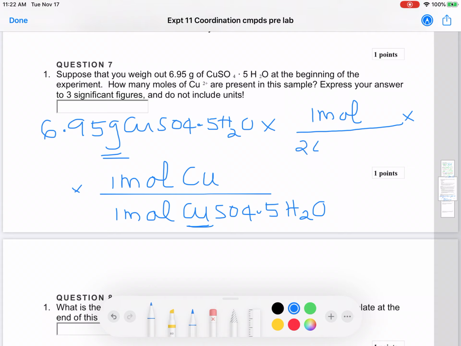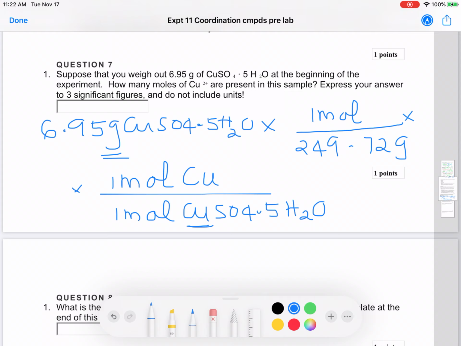Let me write down like 249.72. I don't trust this number, so you guys figure out what is the correct number. Okay, so 6.95 gram copper sulfate pentahydrate. You take the molar mass of copper sulfate pentahydrate. That is the amount you find in 1 mole of copper sulfate pentahydrate.